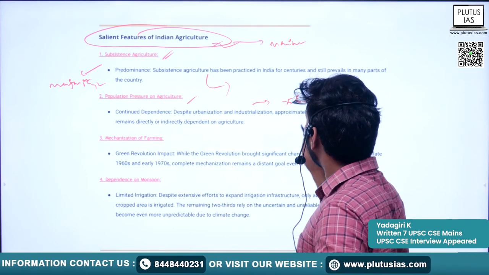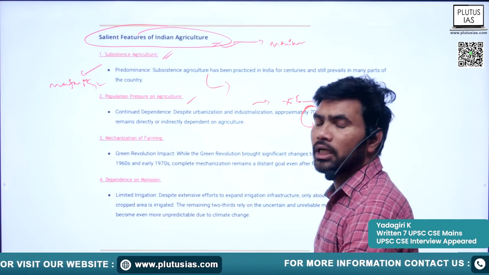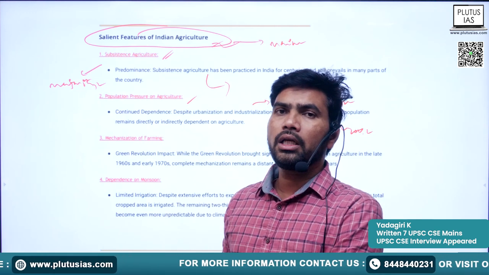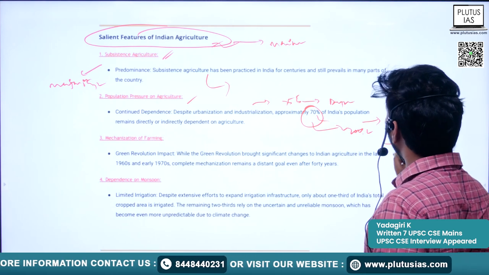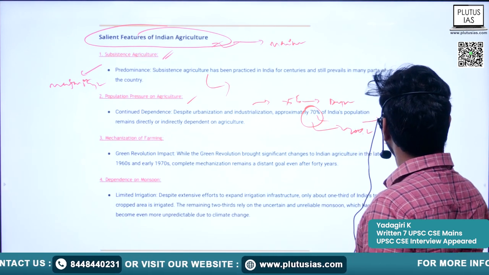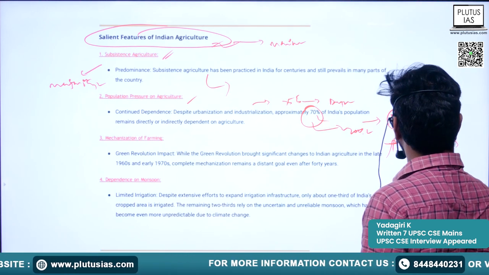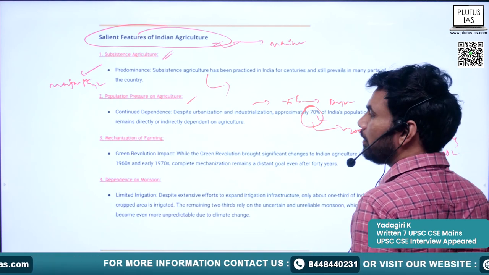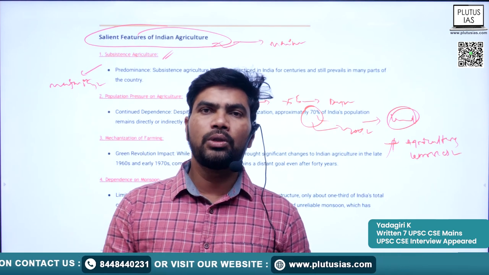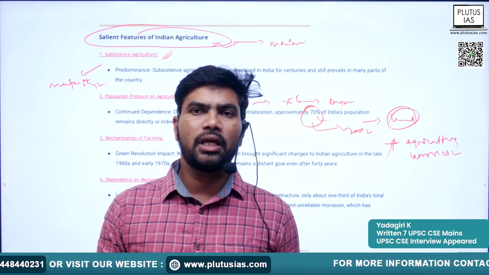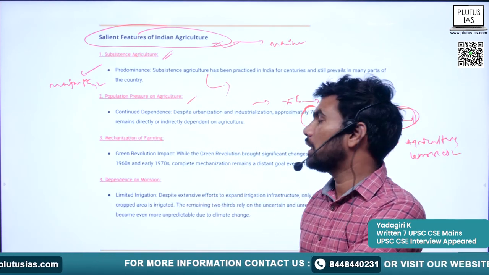So if you include the directly dependent families also, approximately 70% of India's population, directly or indirectly, are dependent on the agriculture sector. Some farmers have land, and those people who do not have land work on the agricultural fields as agricultural laborers, and they earn their daily wages in that way. So they are dependent on agriculture for their survival. In this way, directly and indirectly, approximately 70% of the people are dependent on agriculture.